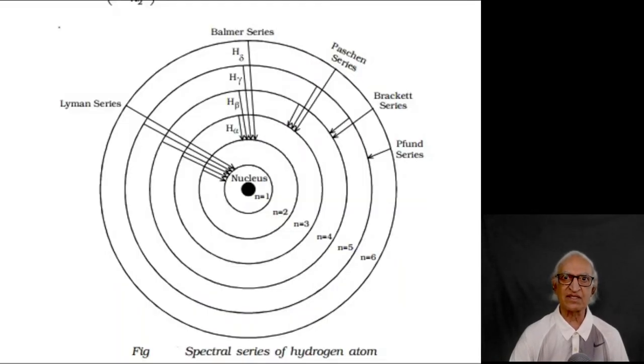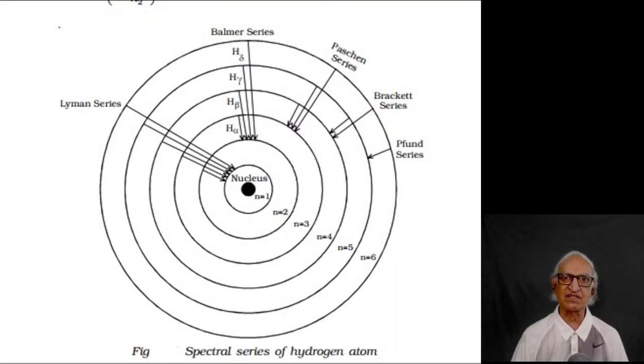Now let us look at the hydrogen atom. And let us in particular look at some of the most famous series of lines that we get as the electron comes cascading down. You have the Lyman series, the Balmer series, the Paschen series, the Brackett series, and so on. I'm sure you have studied these in your pre-university college.